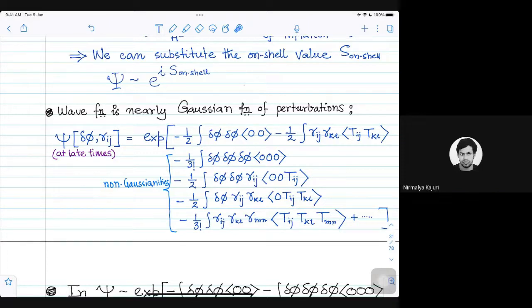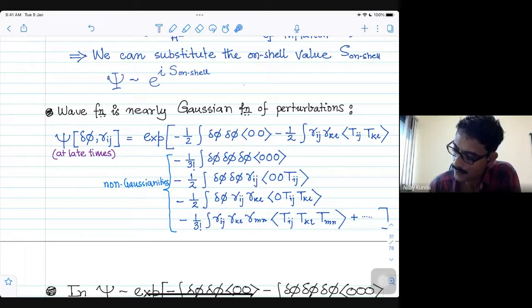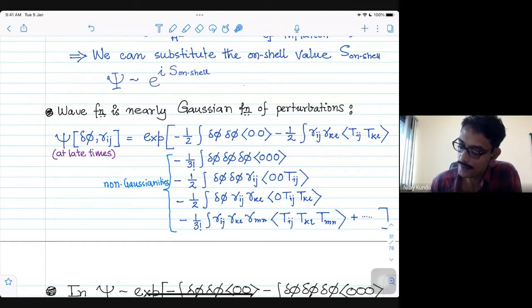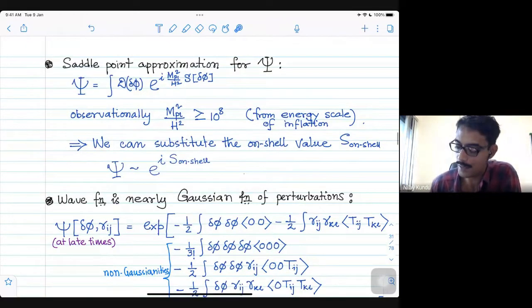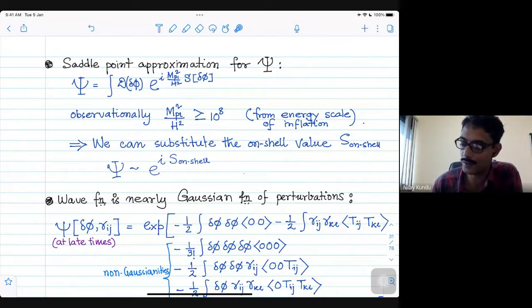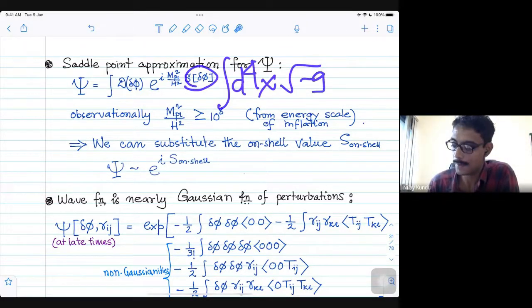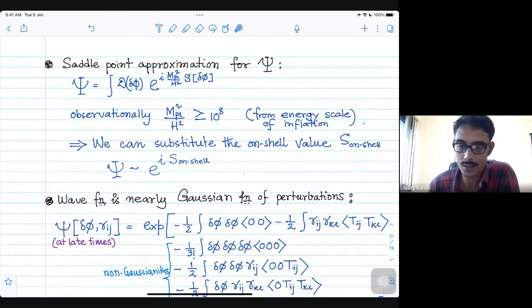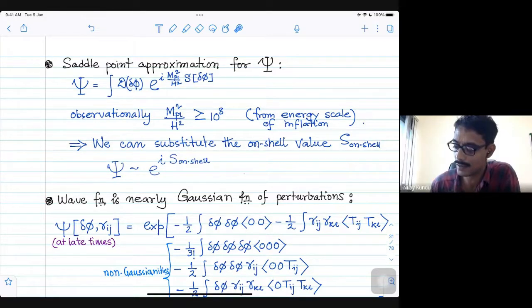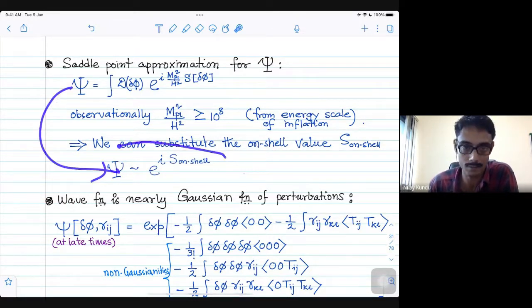Nila, can you repeat once again how you got from e to the i S on shell to this expression with 2-point functions and 3-point functions? Okay, so this is something like a large N approximation, as I told you. If I am very careful with units, then there is this factor that comes overall outside of the integration that I have in the action, like d4x root minus g. Then it's an observational fact that inflation occurred at a scale which is much less than the Planck length. So much less meaning the hierarchy is something of that. So with that, I can come to this where I will have an on-shell action.